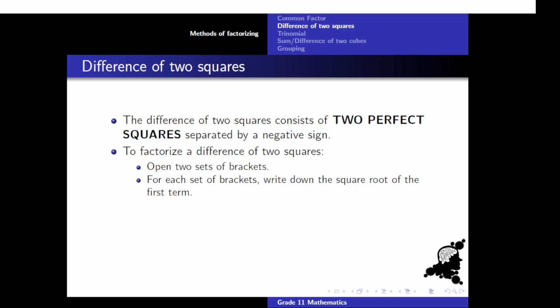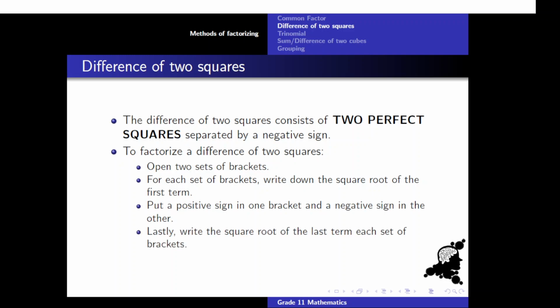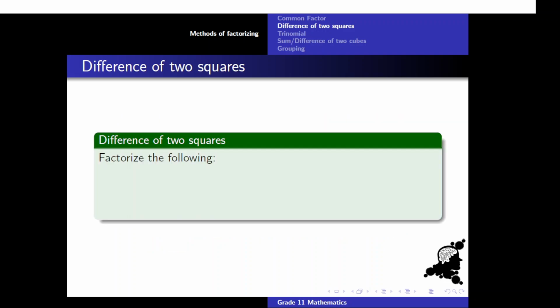For each set of brackets, you write down the square root of the first term. You put a plus sign in one bracket and a minus sign in another bracket. The last step would then be to write the square root of the last term in each of the brackets. I know this was a lot of words, this was a bit verbose. Let's look at a practical application of it.